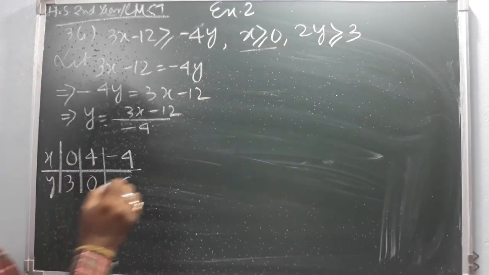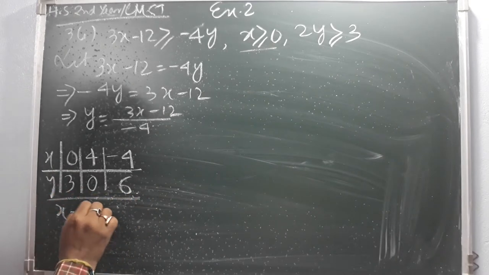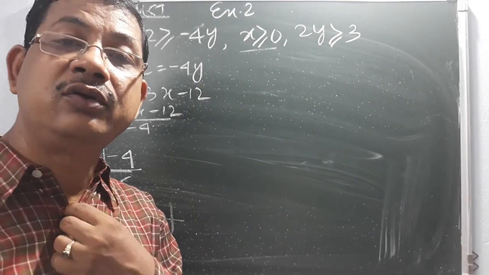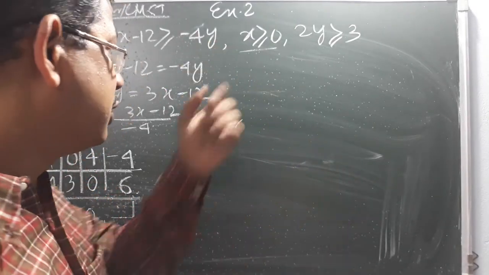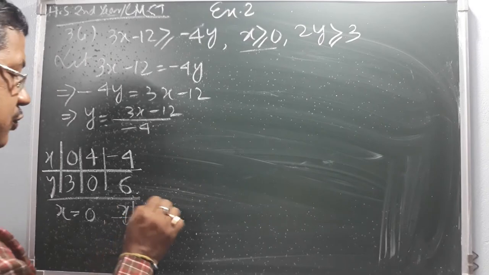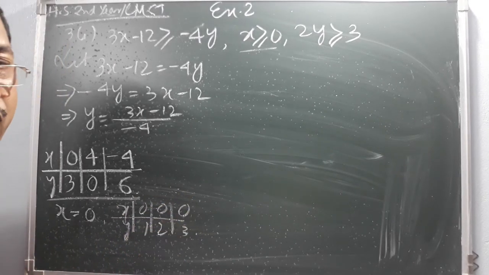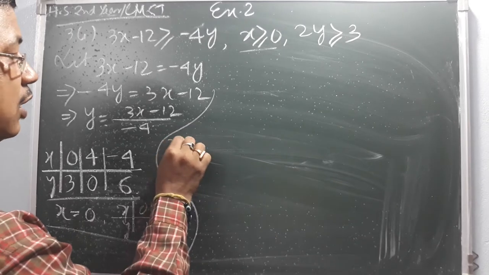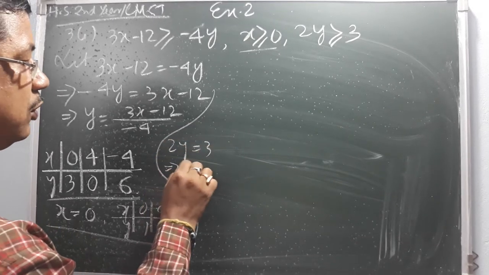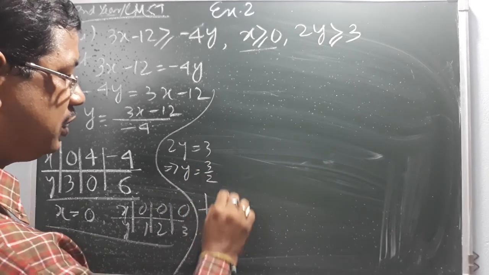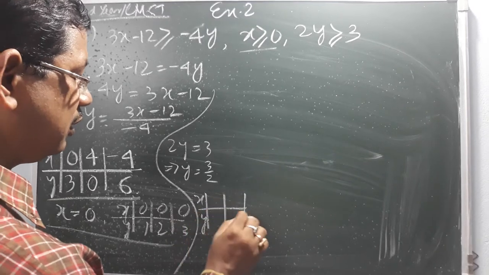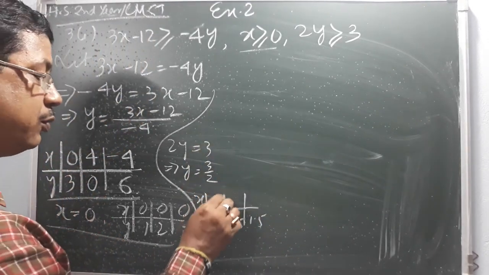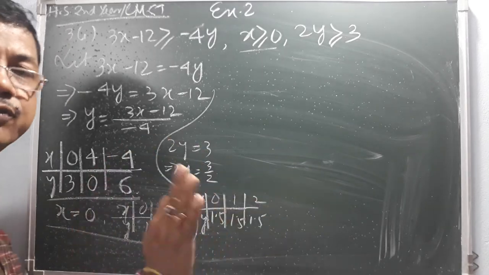Then we will think of this one, x equal to 0. Generally it is our knowledge that x equal to 0 means the equation of the y-axis, that is only the y-axis is the solution. Still we will do it by this table: x is 0 all the time, y is anything, 1, 2, 3 I have taken. Then the last one, here I will write twice y equal to 3. So y will be what? 3 by 2, which means 1.5. Y is 1.5, and x we have to take as 0, 1, 2. So we have finished the full table.